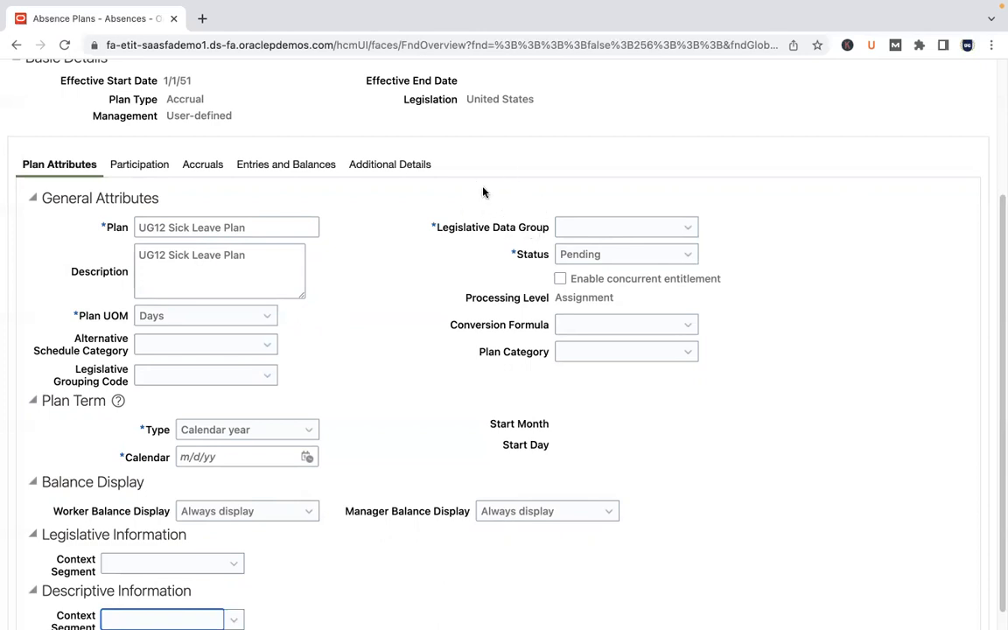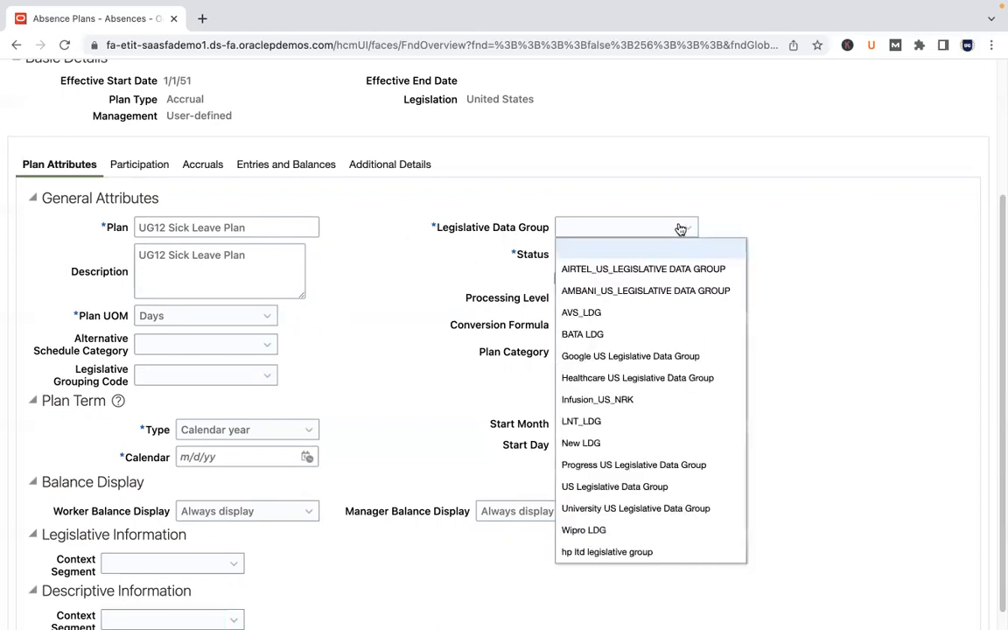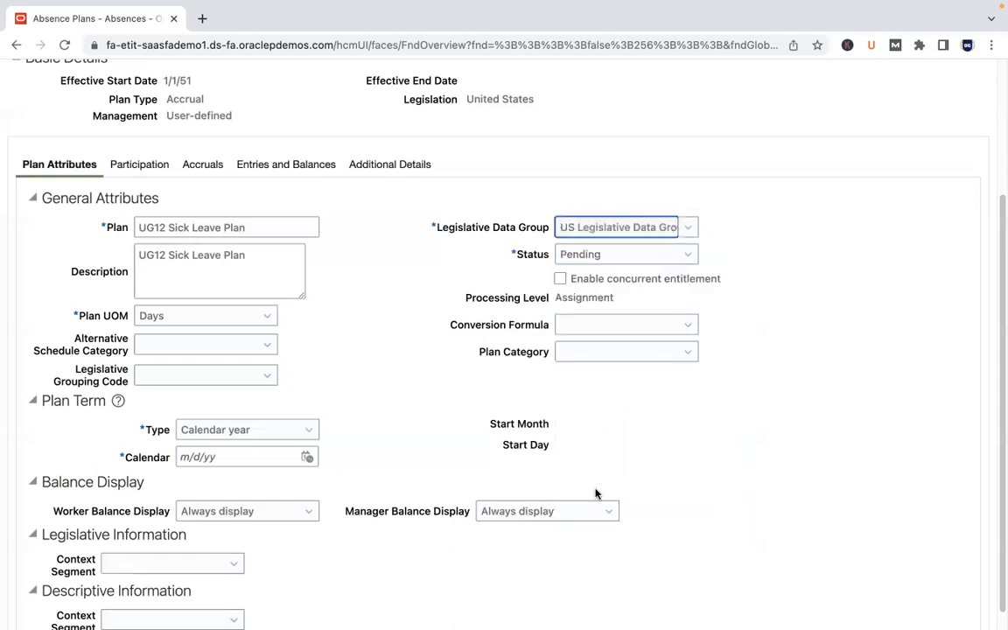application. And since the leaves are specific to a country, you would typically pick up a legislative data group specific to that particular country. Since we said US, you will see all the legislative data groups created with the country as United States. You can create your own if you want, or you can use the one given by Oracle. US legislative data group, set the status as active, enable concurrent entitlement.